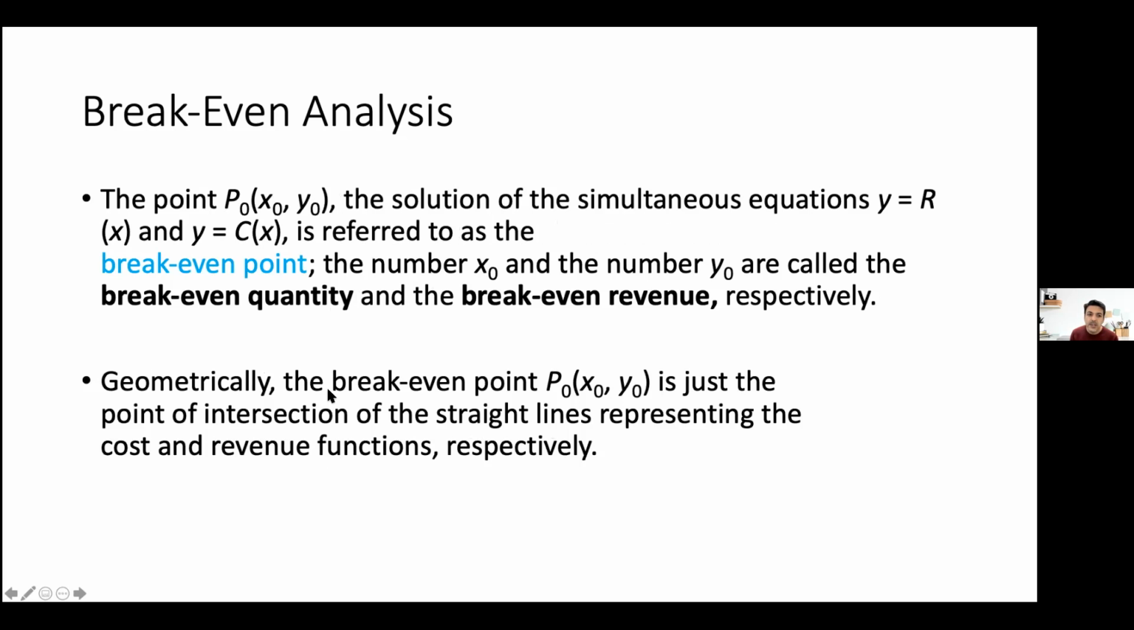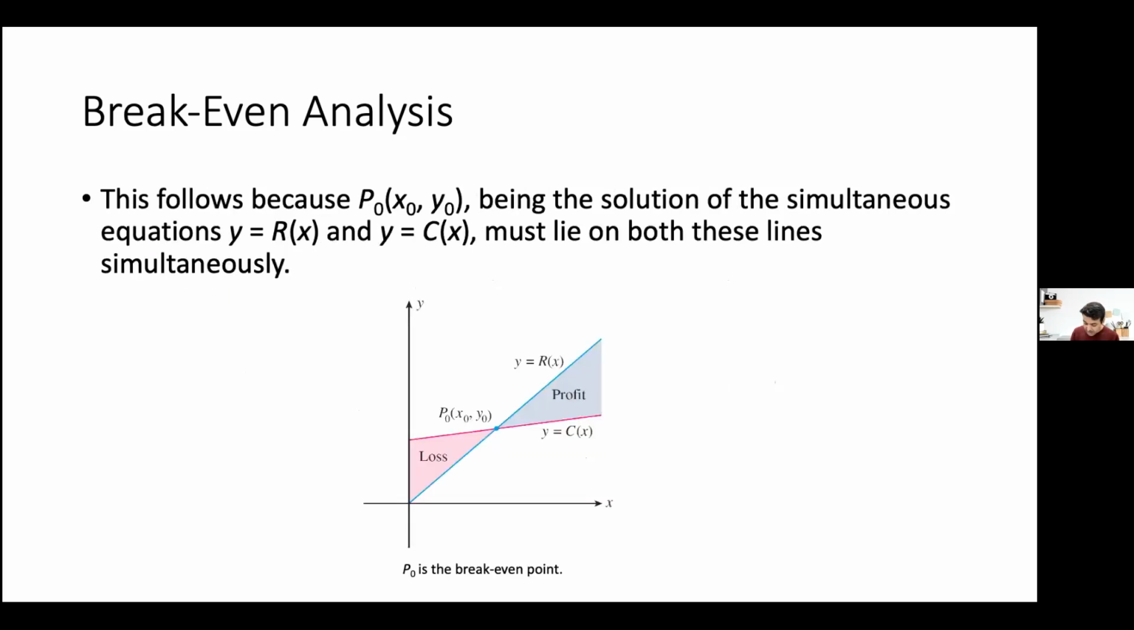So P naught is the break-even point, and it has two variables, X naught and Y naught. These are two numbers, right? The first one represents the level of production, and the second one, Y naught, represents both revenue and cost, because those are the same.